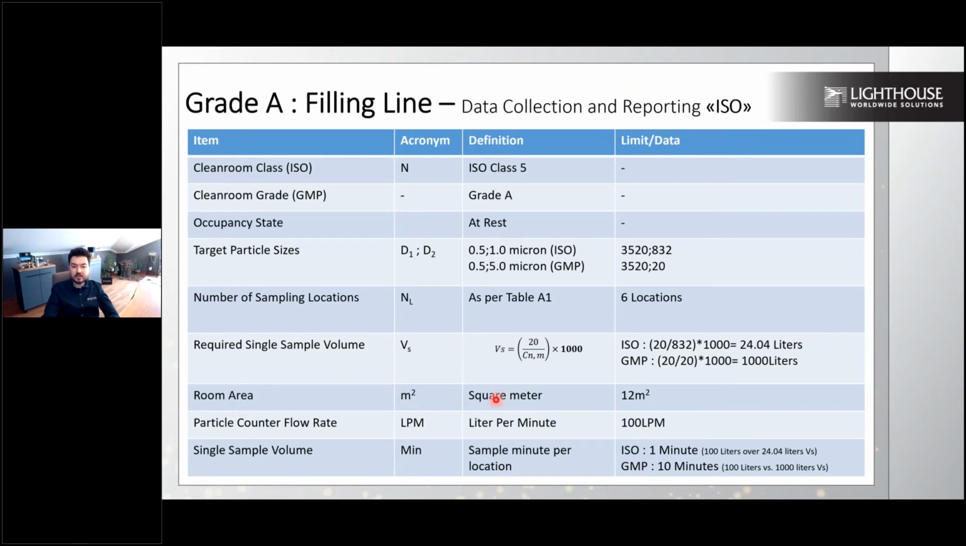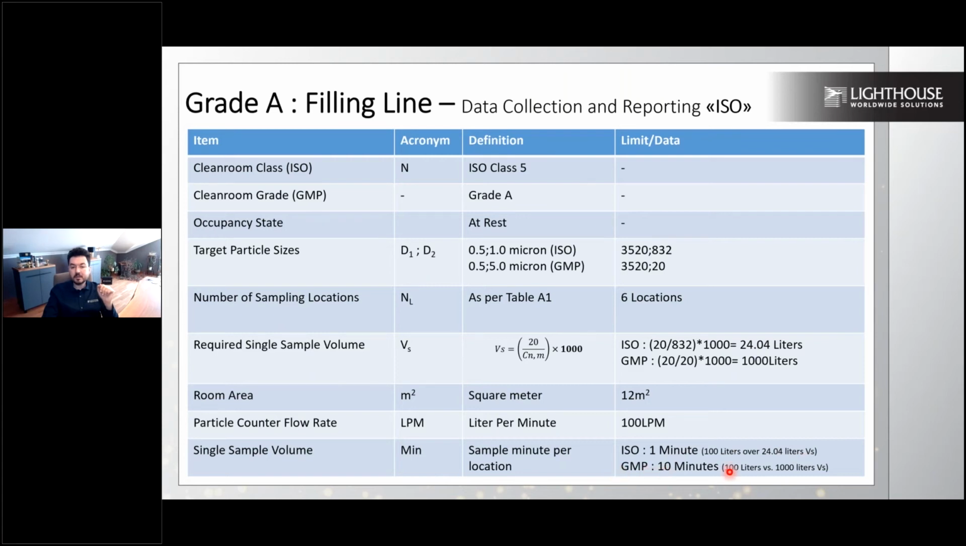And room area is 12 meters square. My flow rate with the particle counter is 100 liter per minute. I'm going to use Lighthouse Apex Z series 100 liter per minute instrument. And single sample volume. In each location, I'm going to sample 1 minute because there is a minimum 1 minute rule. I'm not going to say, okay, every 15 seconds, I'm going to collect 25 liters, so make it 15 seconds. No, Annex B requires me to sample at least 1 minute, no matter what the flow rate is.